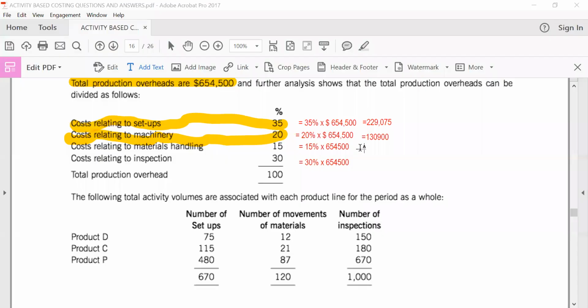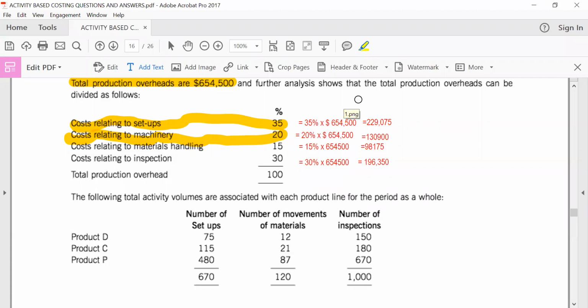So the next one is 15%, 0.15 times 654,500. That gives me 98,175. The next one is 0.3, right? 0.3 times 654,500, and that gives me 196,350. So you see, in this question, the examiner has given the total production overhead cost to be 654,500.